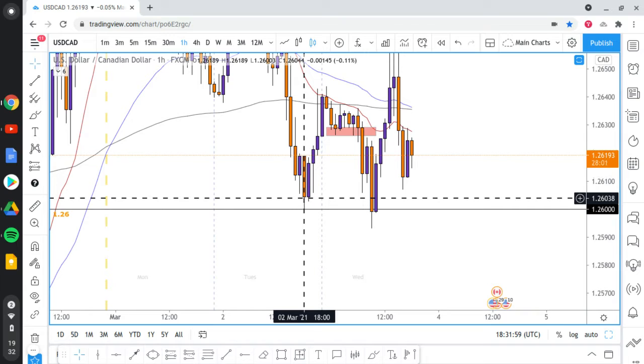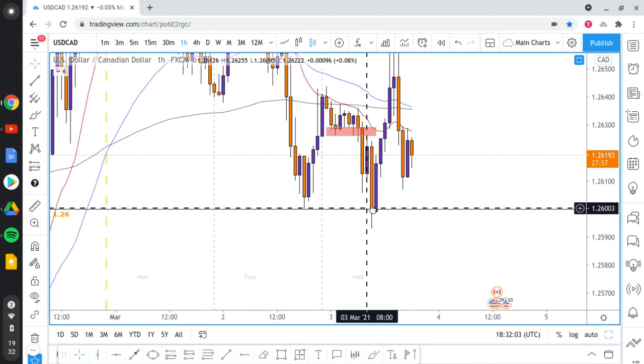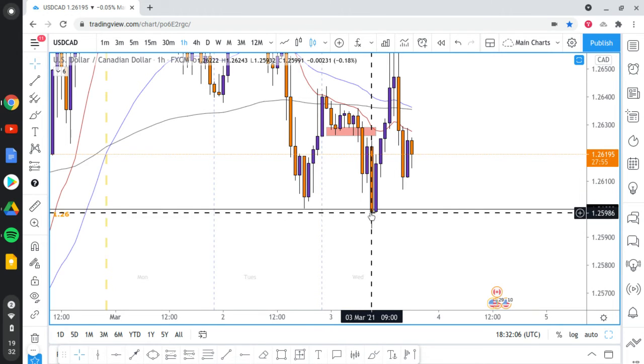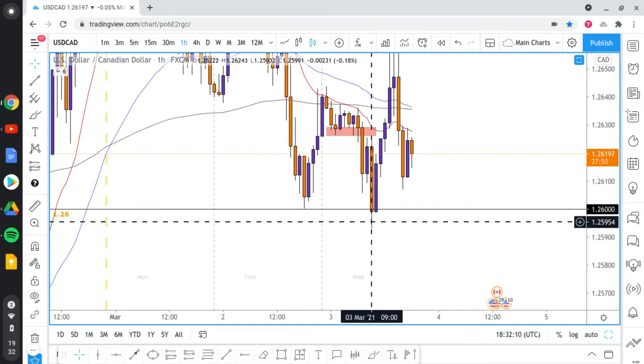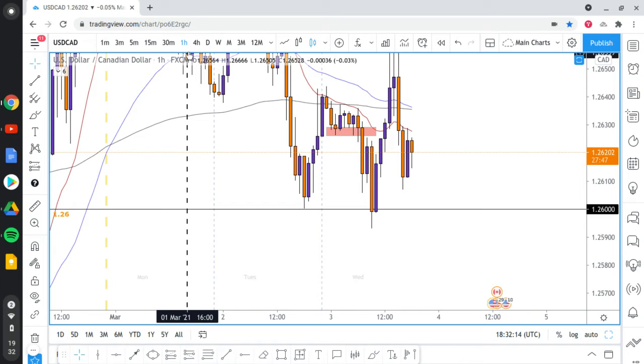I took most of my profit at 1.2604, and then got a bit more as price pushed down, and that ended up being the first trade of the day.